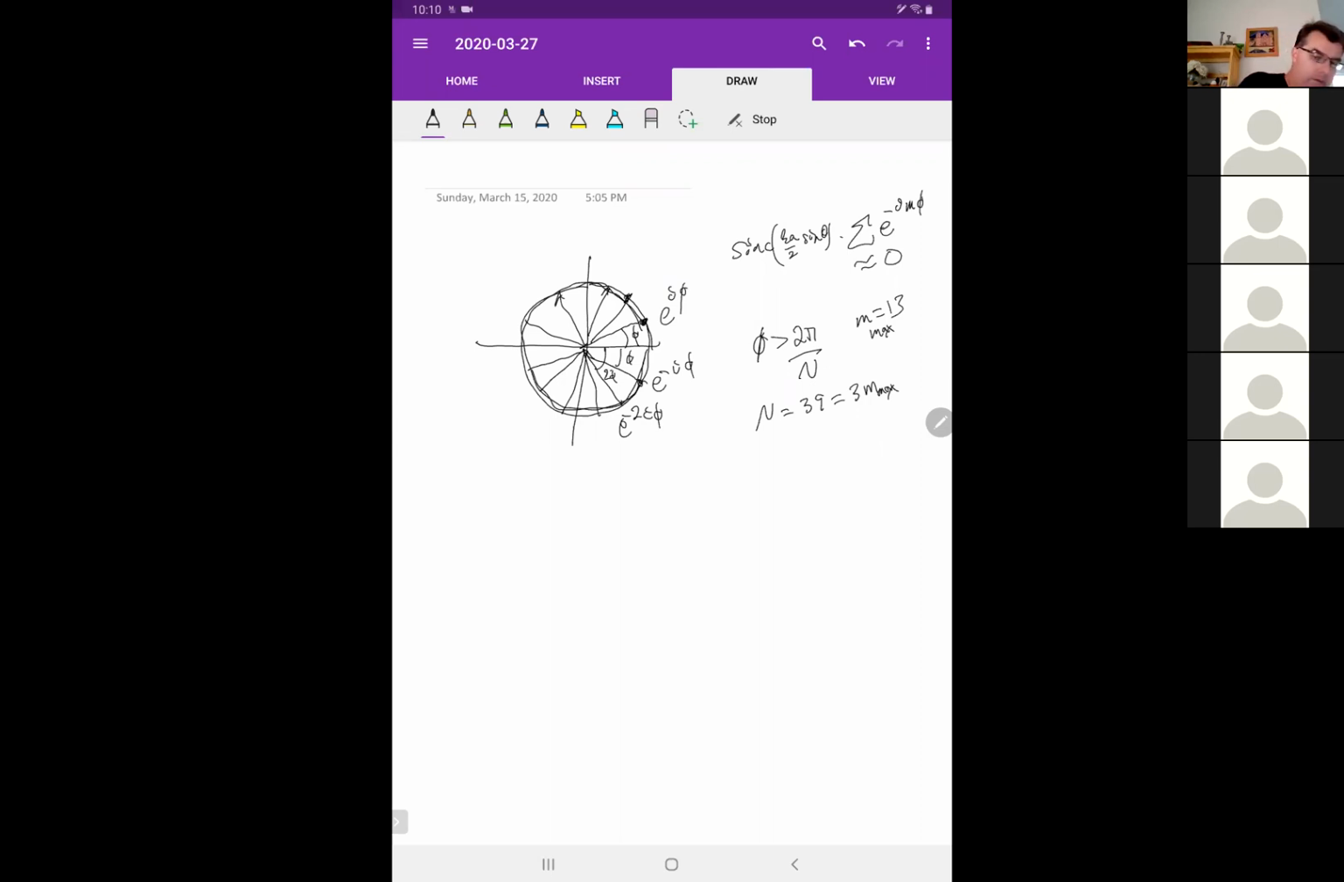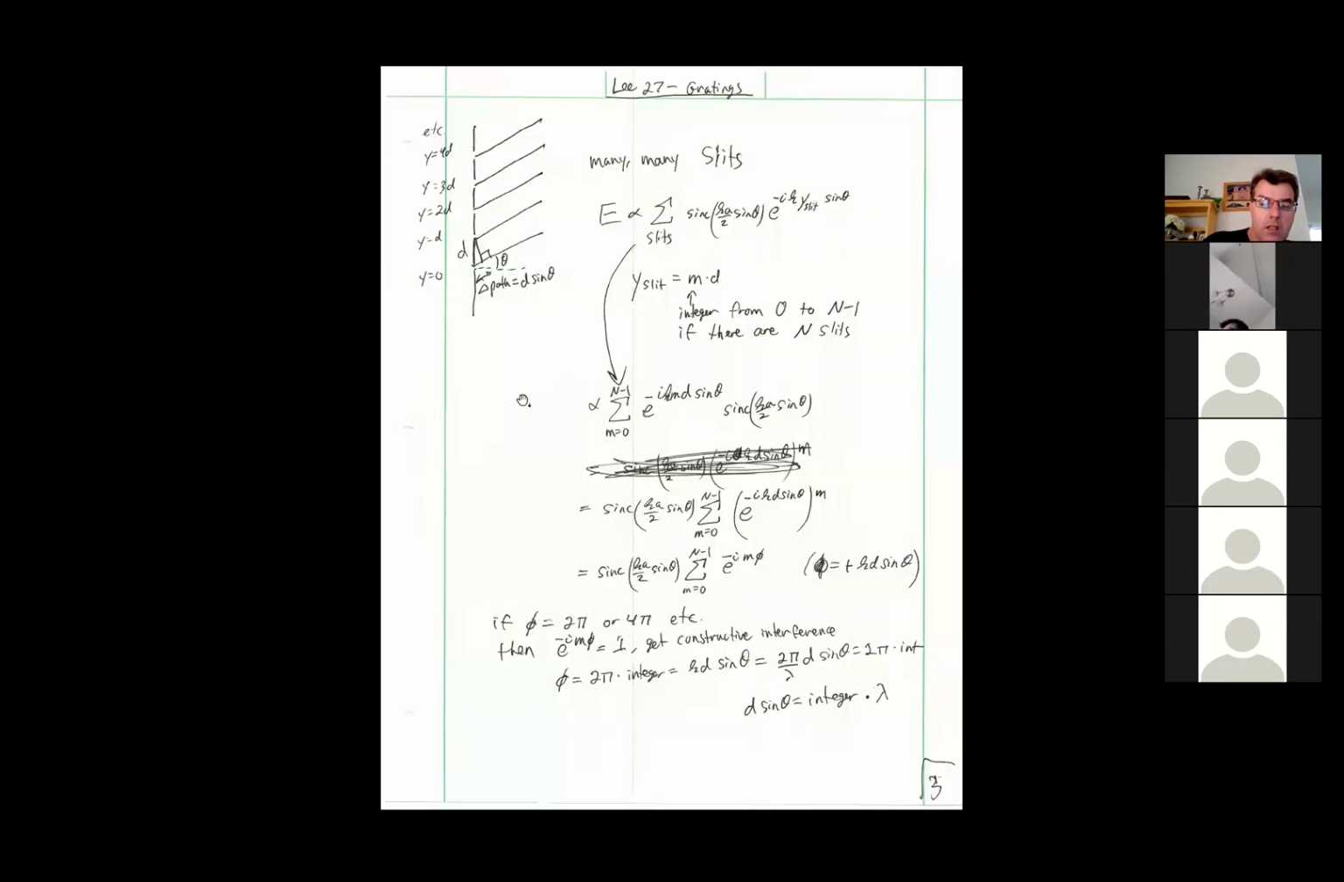Well, if they were all the same thing, right? If we go back to here, if phi is 2 pi, e to the minus i m phi is just 1, all right? And adding up a whole bunch of ones, there's no way that will ever get you 0. Even in politician math, you can't get 0 if you add up a whole bunch of ones. And so if phi is 2 pi times an integer, then k d sine theta, or 2 pi over lambda times d sine theta, is 2 pi times an integer. So d sine theta is an integer.